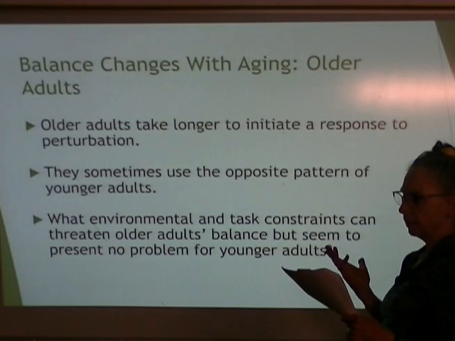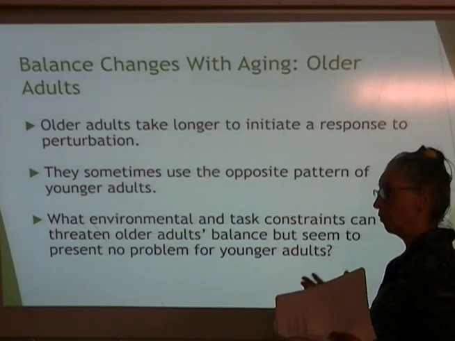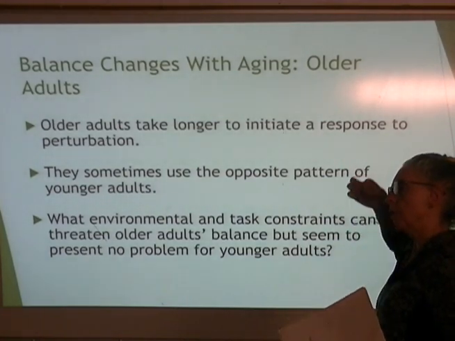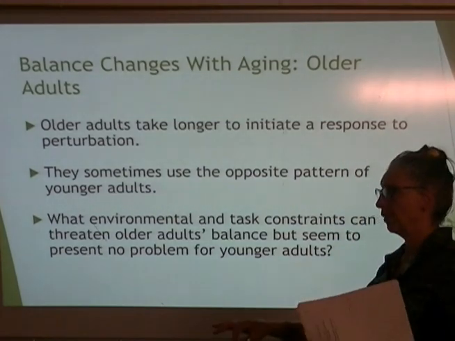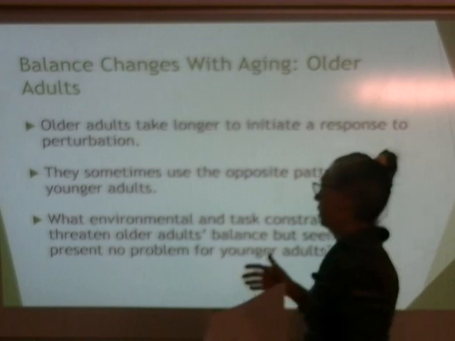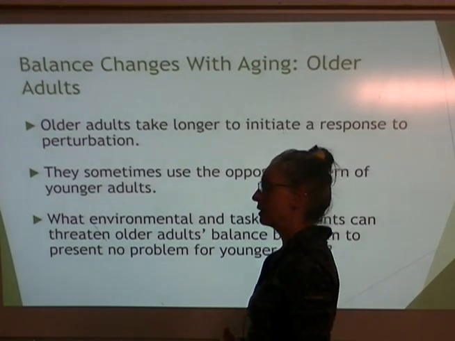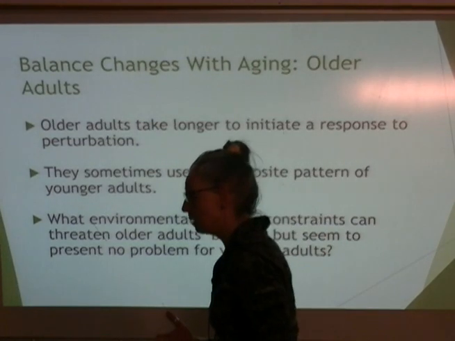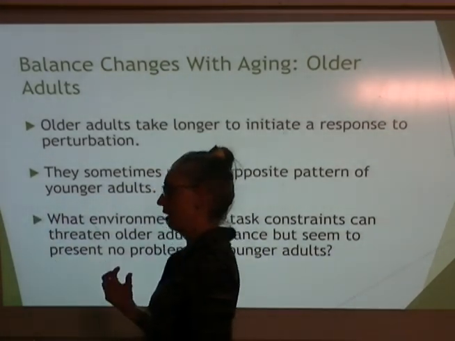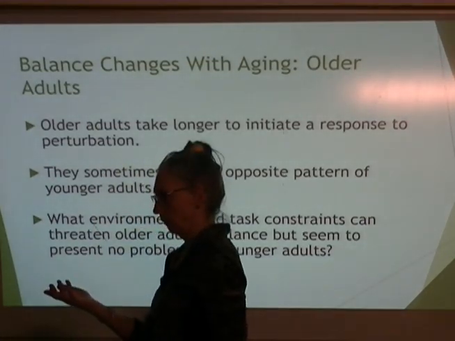Part of that might be because we're starting to lose type 2 muscle fibers, the faster ones, or it takes longer for the motor signal to leave the cortex and get down to the synapse at the neuromuscular junction. So it takes them a little bit longer. That means their center of gravity is closer to the edge of their balance than for adults your age. By the time they turn it on, they're much closer to toppling than you would be.